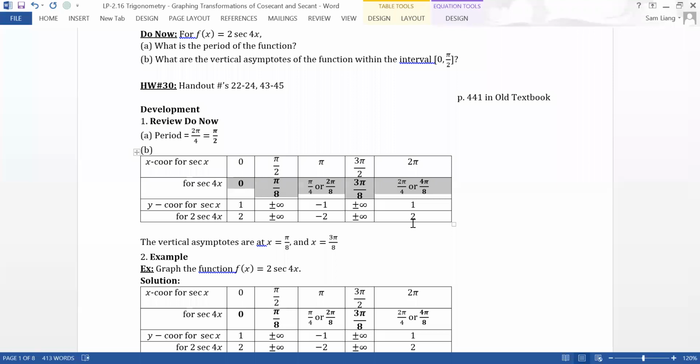Okay, but as we see, the vertical asymptotes, as you see from the y coordinates being plus or minus infinity, occur at x equals pi over 8 and x equals 3 pi over 8. Okay, so that'd be your answer for part B.